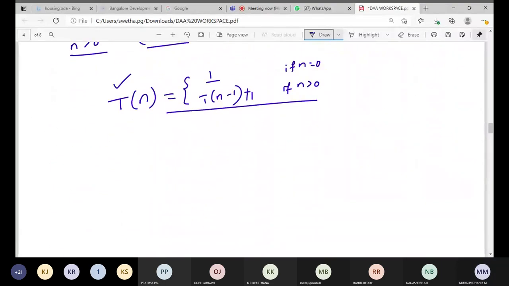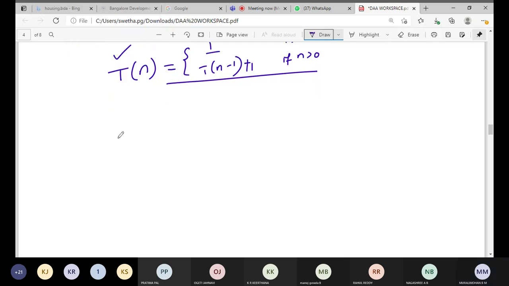Now we'll solve this t of n minus 1 plus 1 by the backward substitution method. Kindly observe how we are going to apply the backward substitution method to solve this one. So t of n is equal to t of n minus 1 plus 1. Whatever we have here, we are writing the same here. We'll just solve this one by backward substitution.